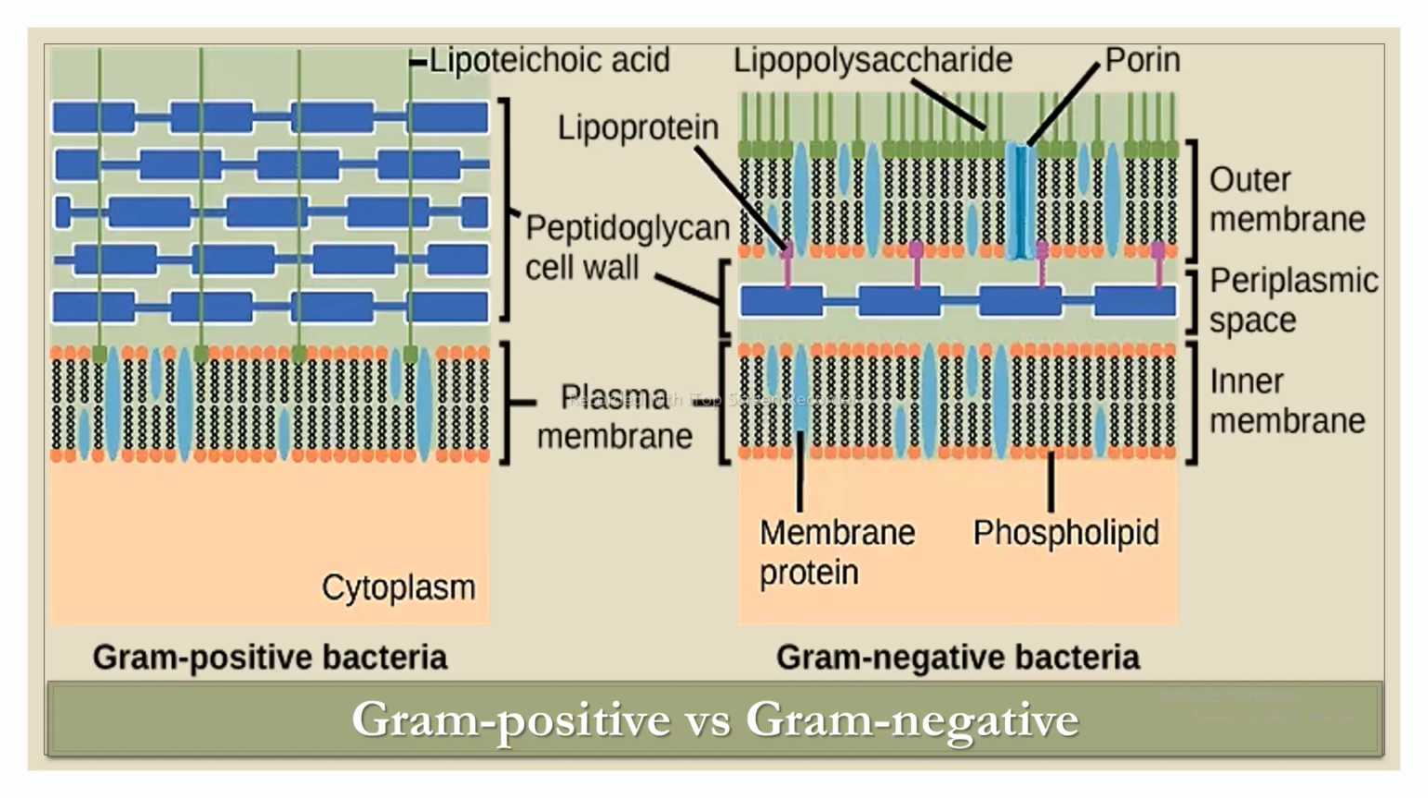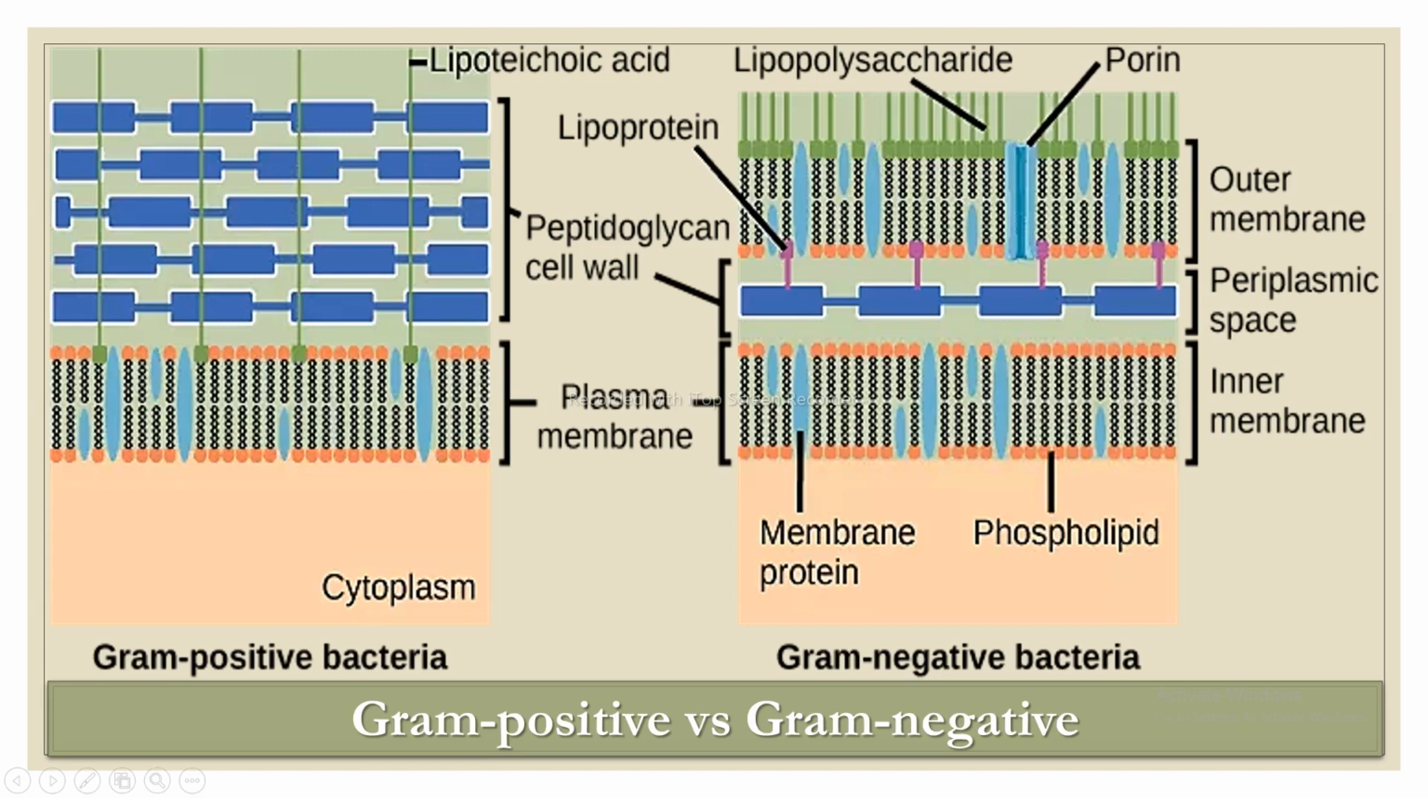So, this is gram-positive versus gram-negative. You can see in the structure of gram-positive bacteria, this is lipoteichoic acid. And in blue color you can see that this is the peptidoglycan cell wall. This is plasma membrane. And this is cytoplasm as shown in the figure. On the other hand, in the structure of gram-negative bacteria, you can easily see that these are porins.